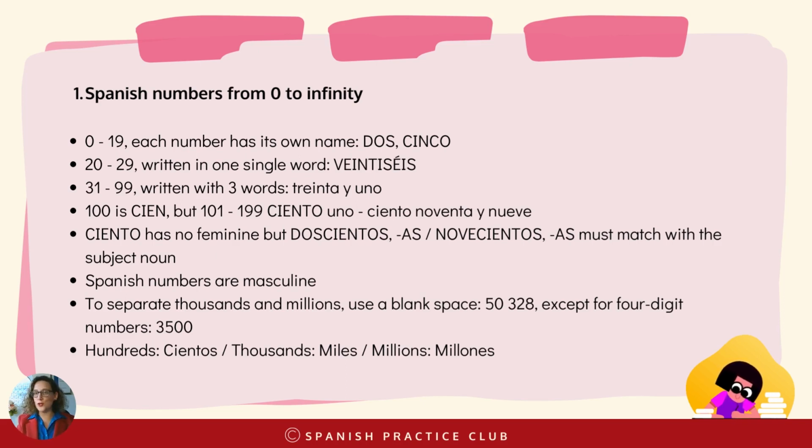And these words don't have a singular. So for example, the word doscientos in the singular doesn't exist in Spanish. We have also learned that the Spanish numbers are masculine, and we have learned how to separate the thousands and the millions using a blank space, with the exception of 4-digit numbers, where we do not use a blank space, we don't use a comma, and we don't use a dot either.